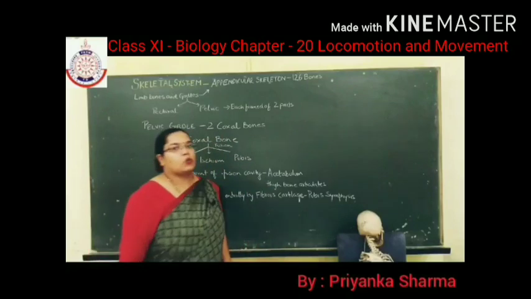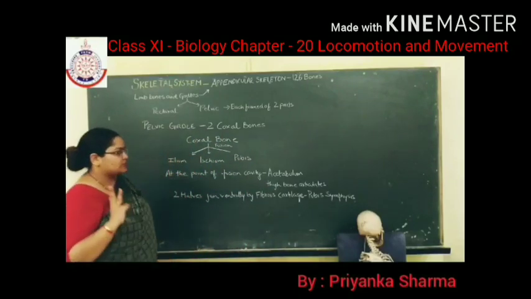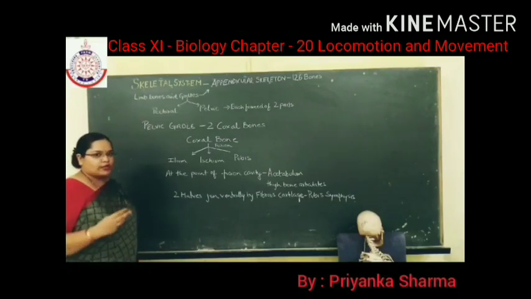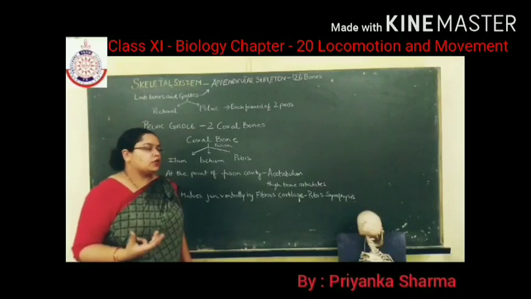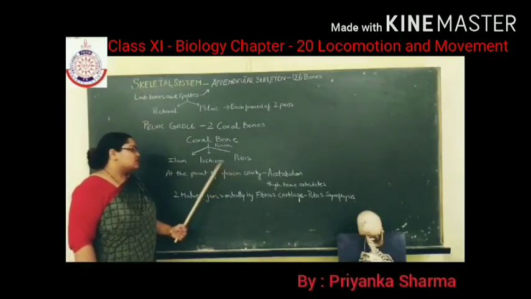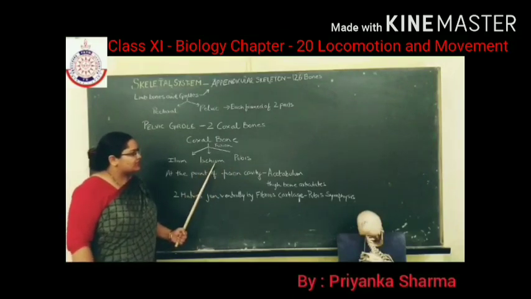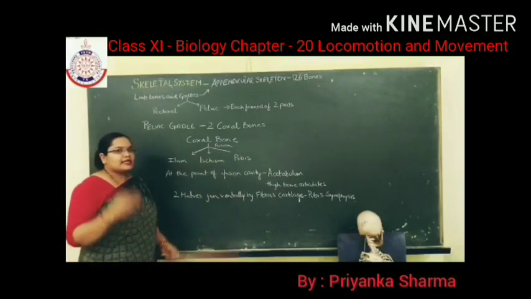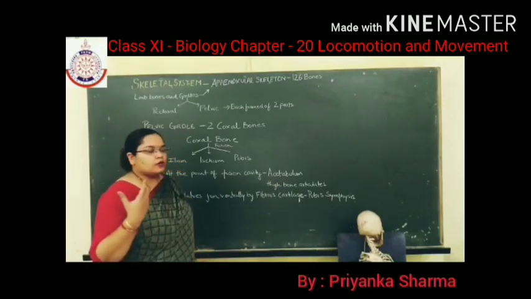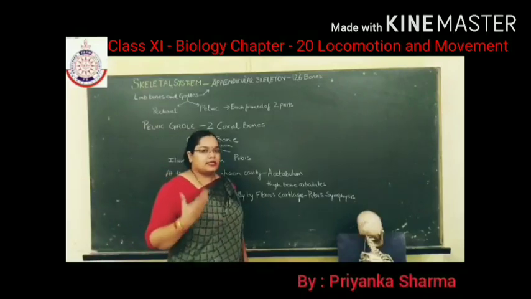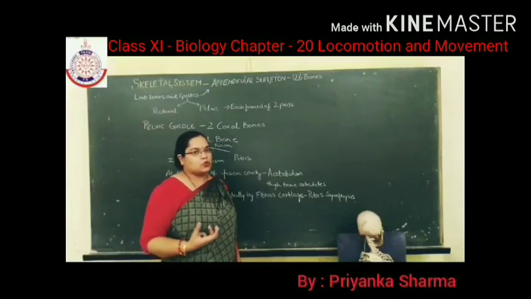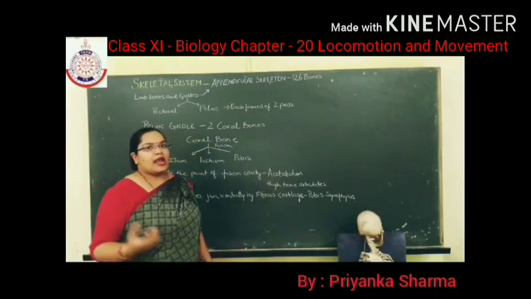So each coxal bone consists of three bones. It is made up of three bones by fusion, means they are joined together to form the coxal bone. So these are the ilium, ischium and pubis. At the point of fusion of ilium, ischium and pubis, a cavity is present that is known as the acetabulum. Do you remember the glenoid cavity? Yes. Similarly, a cavity is present in the pelvic girdle which is known as the acetabulum.